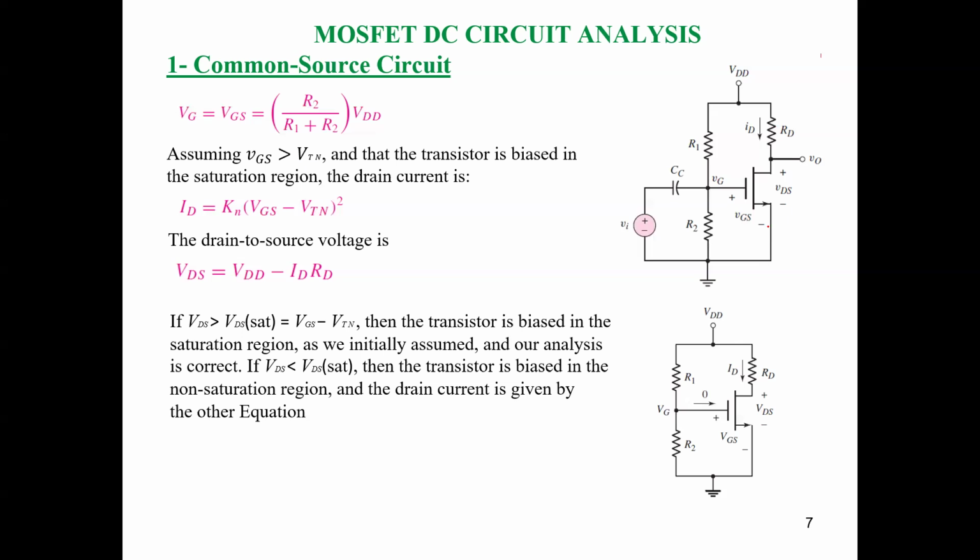If you have VGS greater than V threshold, and also VGS minus VTN is greater than the drain to source saturation voltage, in this case, if VDS is greater than VDS saturation, you will have this switch working in the saturation mode, and you will have a current flowing here. And by controlling VGS, you can control the current flow. So this is one of the applications.